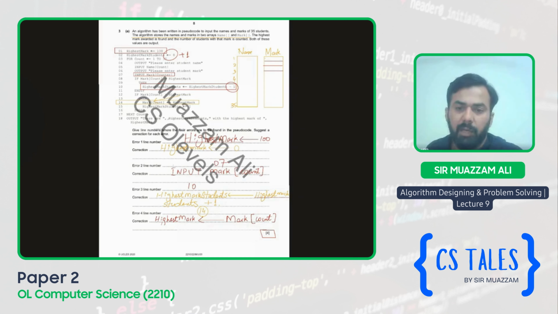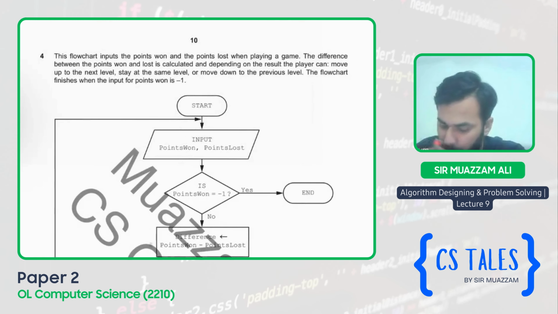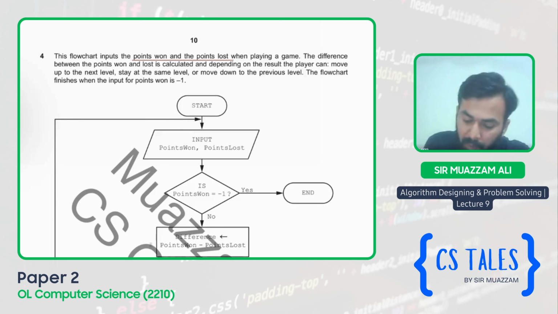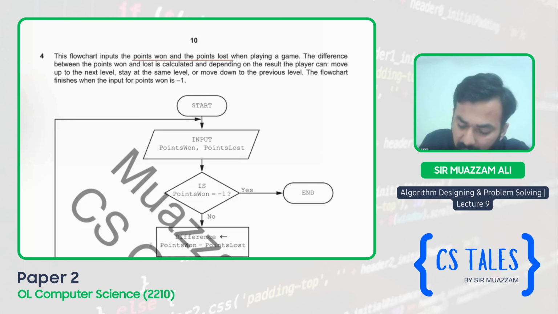So we have to see the next question. Look, the flowchart inputs the points won and points lost. When playing a game, the difference between the points won and lost is calculated. Depending on the result, the player can move up to the next level, stay at the same level, or move down to the previous level. The flowchart finishes when the input points won is -1.